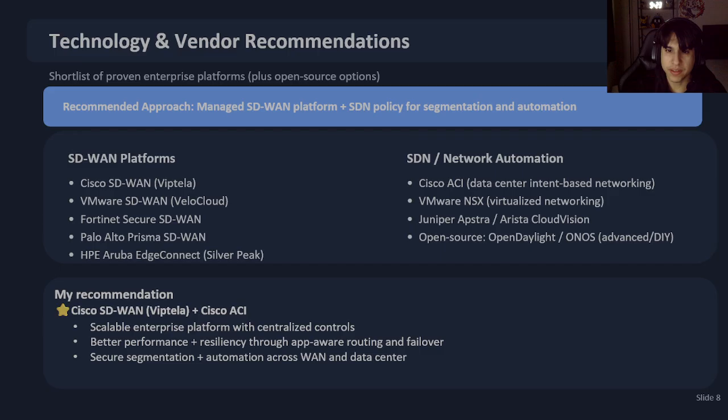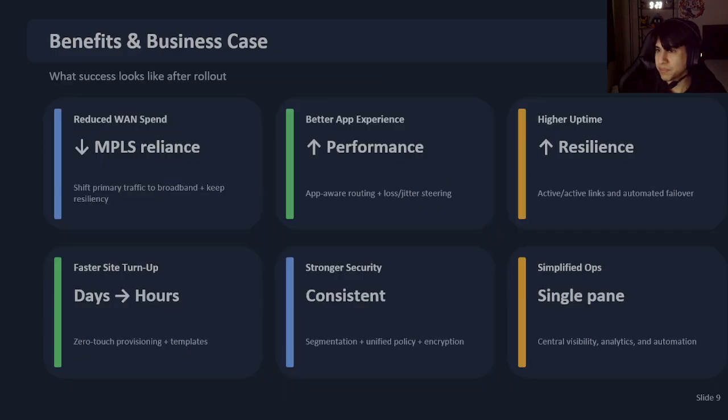Here's the business case and what success looks like. The business case comes down to measurable improvements. This modernization reduces WAN spend, improves user resilience, and makes the network easier to operate and scale overall. We also gain faster branch deployment through centralized templates, stronger security with segmentation, and improved visibility into performance and troubleshooting. The end result is a network that supports productivity today and growth in the future.